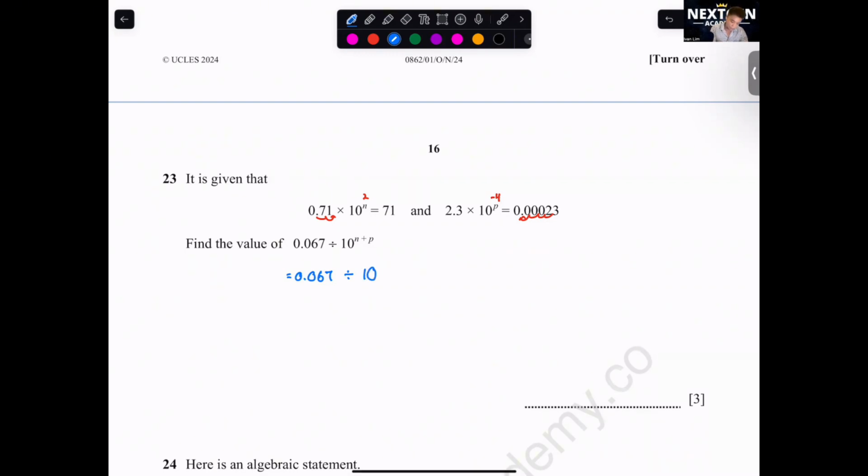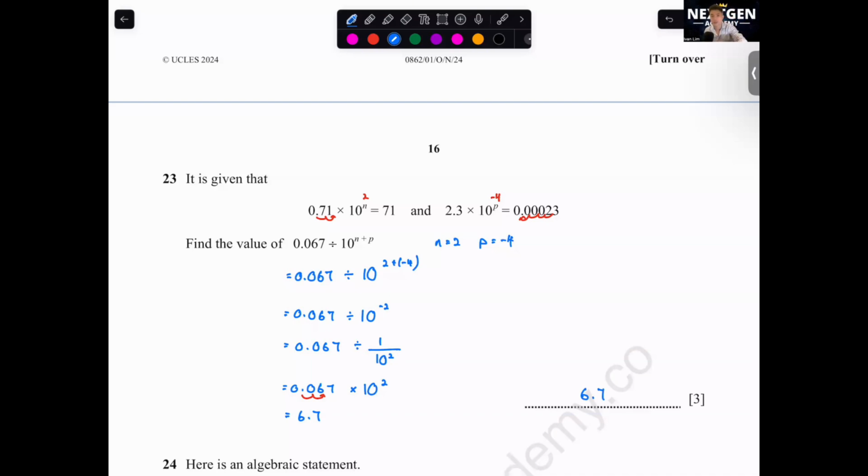Okay, n plus p. So n is equal to 2, p is equal to -4. So 2 plus -4. Then 0.067 divided by 10 to the power of -2. How to do 10 to the power of -2? 0.067 is actually divided by 1 over 10 to the power of 2, which is also equal to, we do a keep change flip, times 10 to the power of 2. 10 power 2, you bring the decimal 2 places to the right, 6.7.